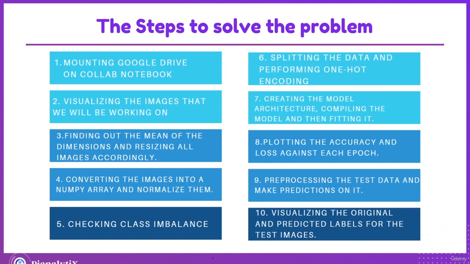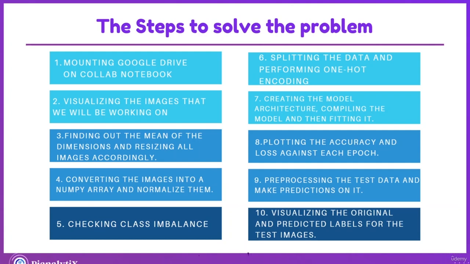Next, we will convert the images into a NumPy array and we will normalize all the images. This is important. Next, we will check the class imbalance, if the data is divided equally in the classes or not. After that, we will split the data and perform one-hot encoding on the target feature, that is the number of classes. Next, we will create the model architecture and compile it, and then finally we will fit the model using the X-train data, Y-train data, and also use the validation data.